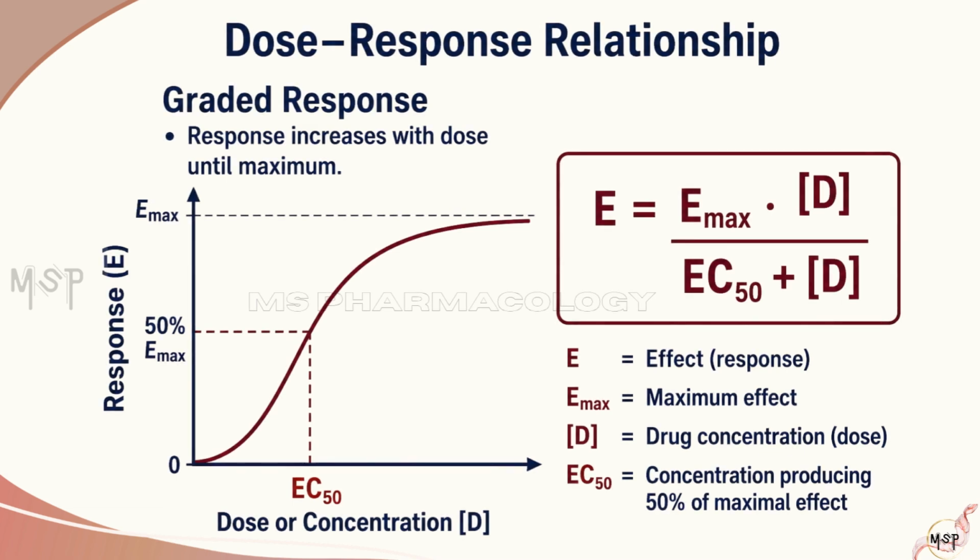One important type is the graded response, where the drug response increases progressively with dose until it reaches a maximum effect, or Emax. This relationship can be described mathematically by the graded dose-response equation. E equals Emax multiplied by D divided by EC50 plus D, where E is observed drug effect, Emax is maximum possible effect, and D is drug concentration. A lower EC50 indicates a more potent drug.